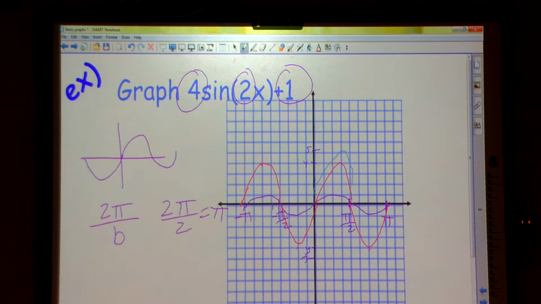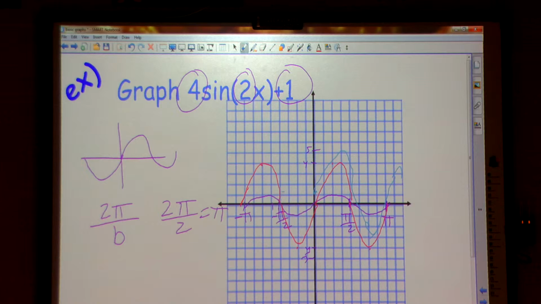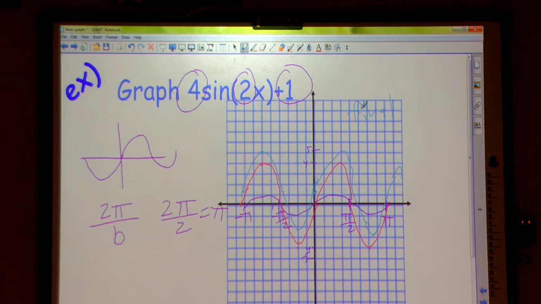I know that's kind of hard to see here. Whoops. 1. There's my zeros. There we go. There's my final graph. I know that color might be a little hard to see, but I just shifted up 1. This all should come back to us.